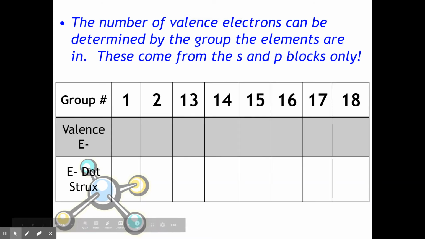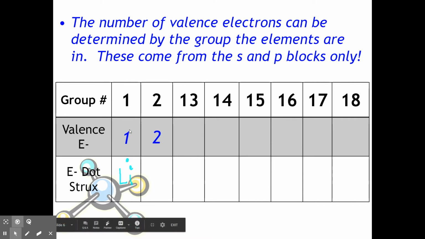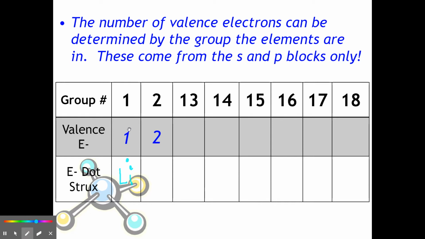So group number 1 has one valence electron. When we draw that, it looks like whatever the symbol is. I'm just going to use the first one in the first group, lithium, and it's going to have one dot up here on the top. Our next group, group number 2, has two valence electrons. So it is going to look like whatever the element symbol is, and then two valence electrons, two dots.